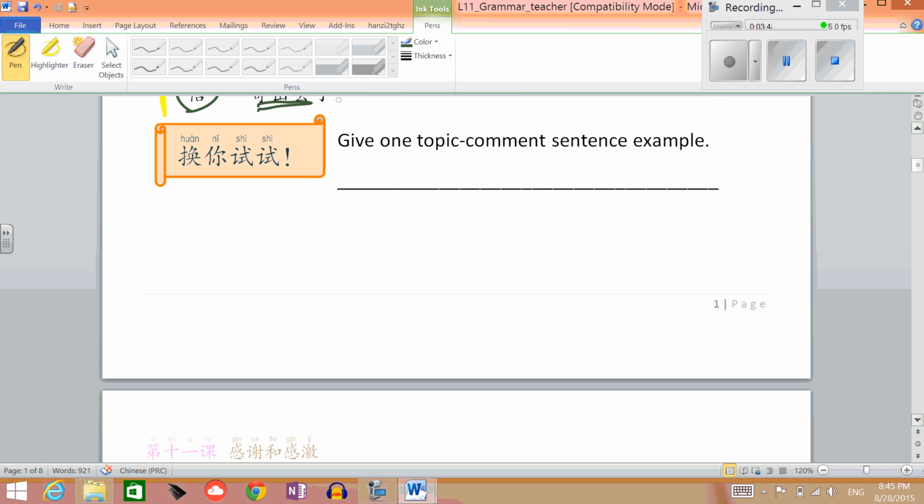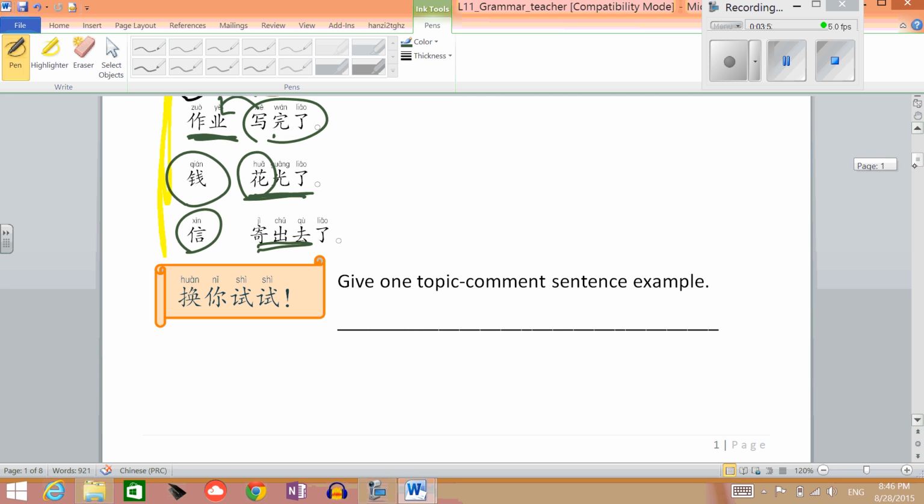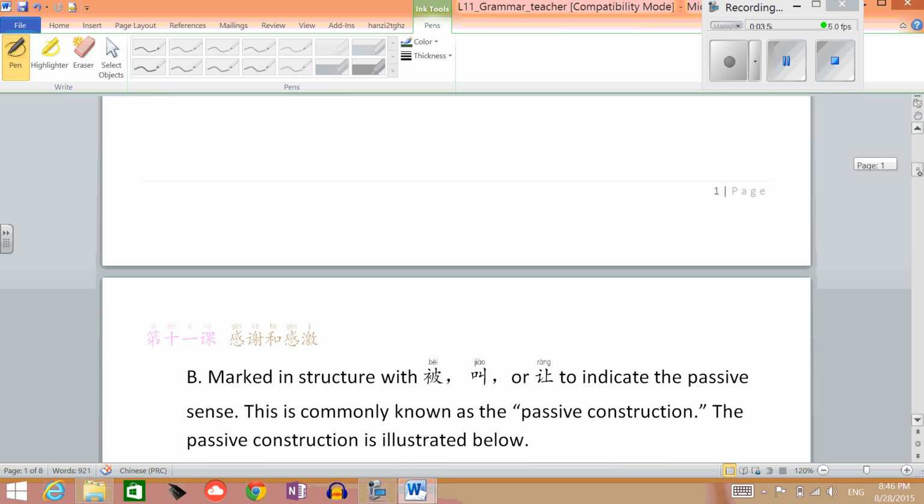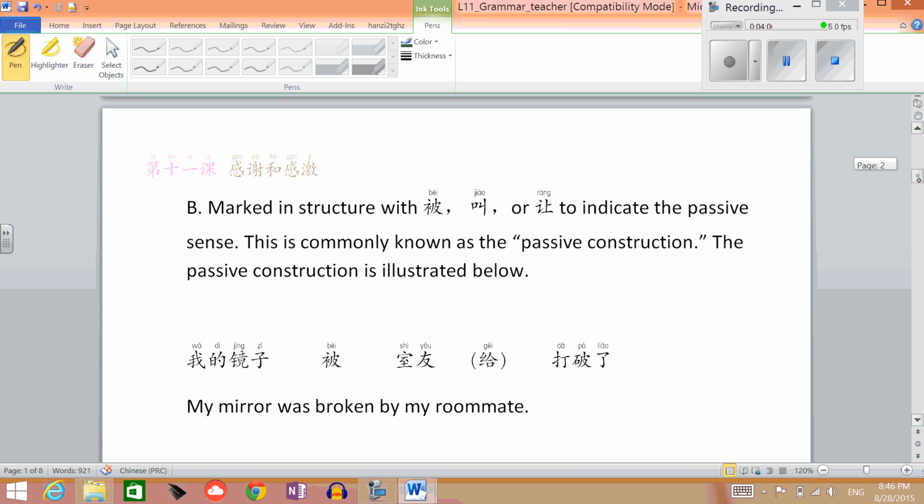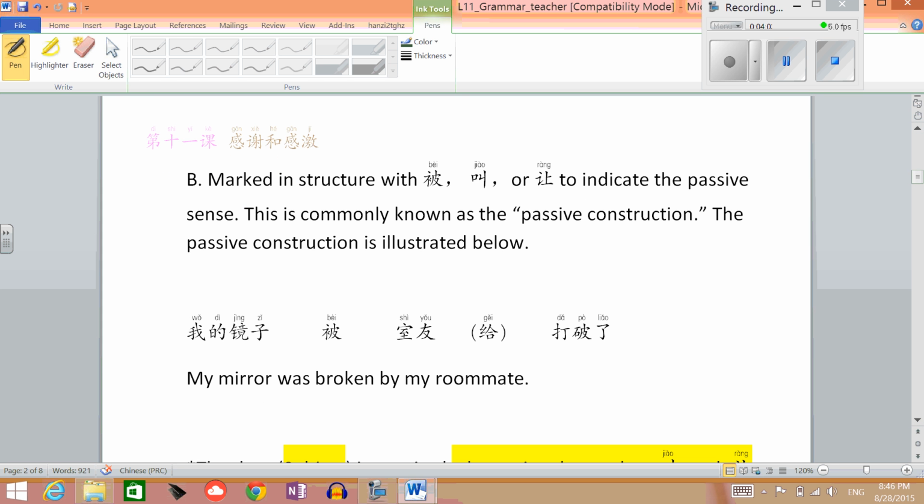Alright, 换你试试. Give one topic comment sentence example, and it's going to be in passive sense. Okay. So you can pause there and do it or come back to do it after you finish watching the video.